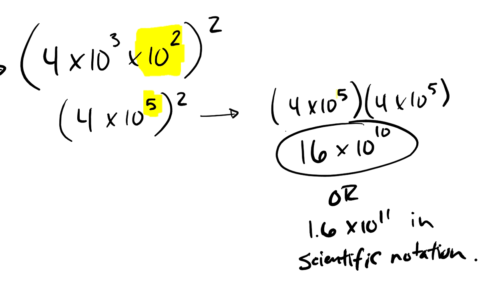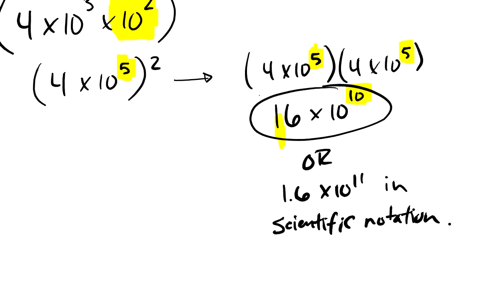If you've got 5 factors of 10 and 5 more factors of 10, that's a total of 10 factors of 10. And if you want, you can slide this decimal place in the correct spot right here and rewrite it so it's in scientific notation. So either 16 times 10 to the 10th, or if you're asked to write in scientific notation, that would be 1.6 times 10 to the 11th power, because I would need one more factor of 10 to put this decimal place back where it was in the original problem.